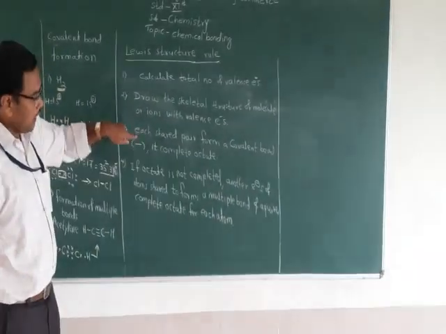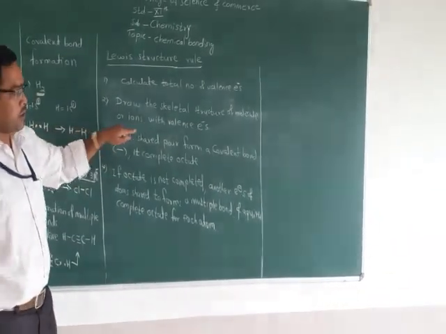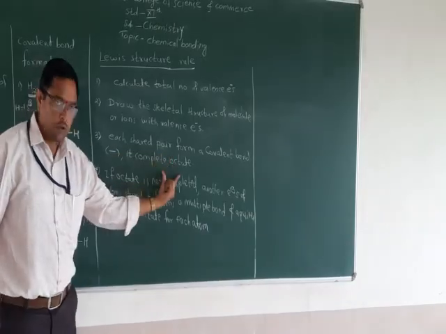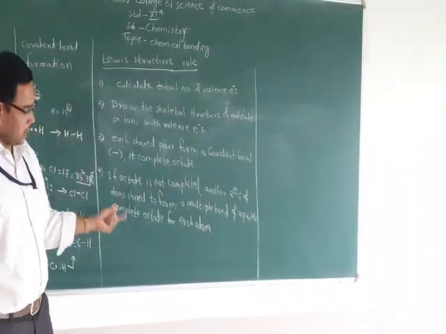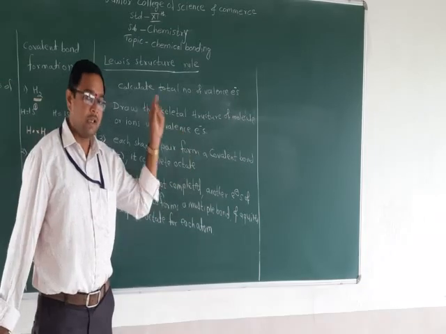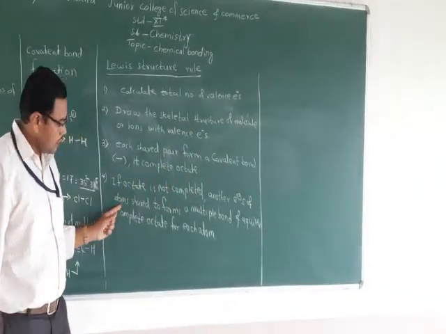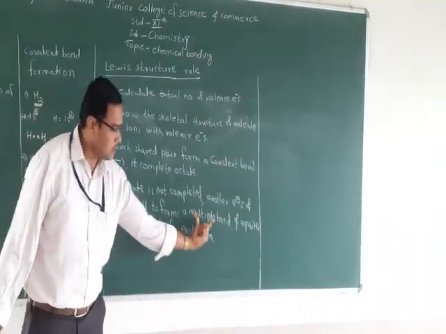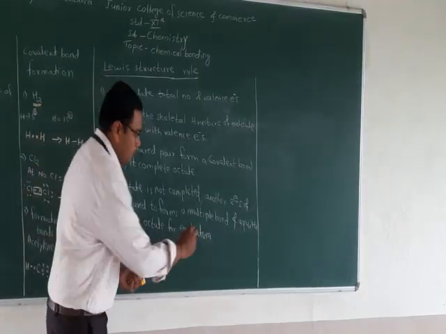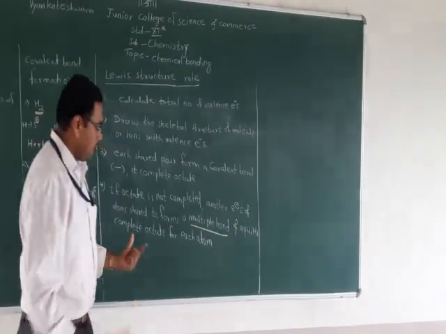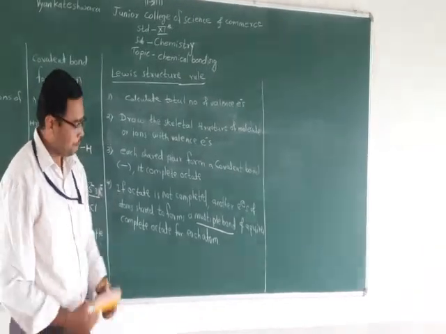In this rule, the third rule indicates the formation of a covalent bond with a completed octet. If the octet is not completed, then other electrons present on those elements can be shared with each other and form multiple bonds. It forms multiple bonds and acquires a completed octet.